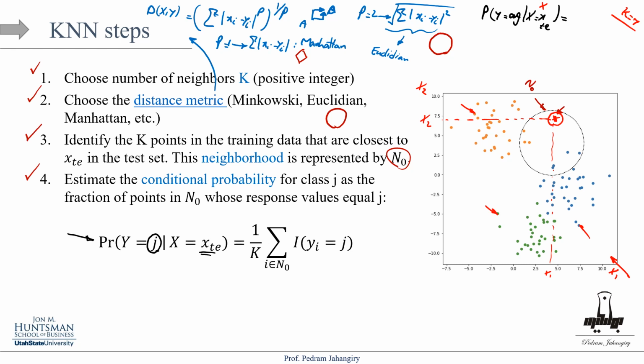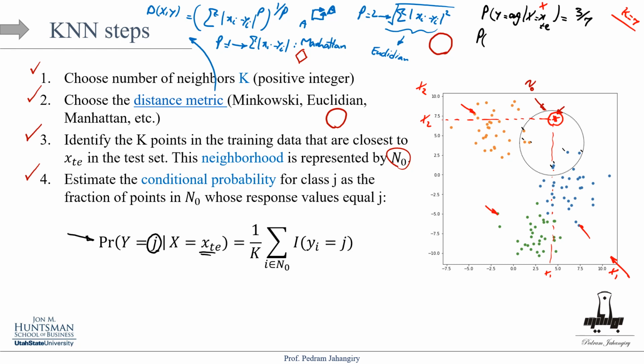What is your answer? So how many observations do we have? We're going to have 7 observations, right? Because this is the way we define the number of neighbors. So we have 7 observations. So 1, 2, 3, 4, 5, 6, and 7. And if you calculate the conditional probability of orange, what do we get? 3 out of 7, right? So it's going to be 3 out of 7.